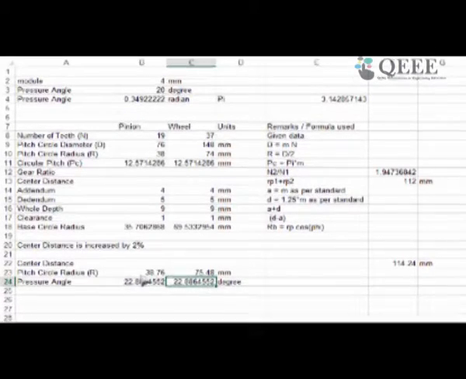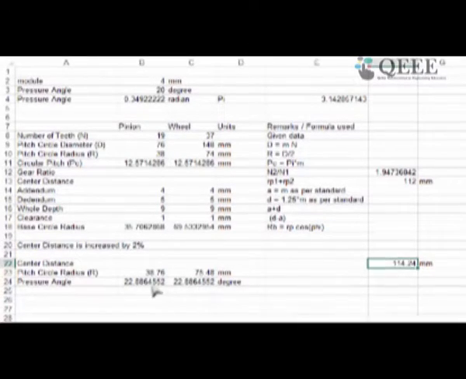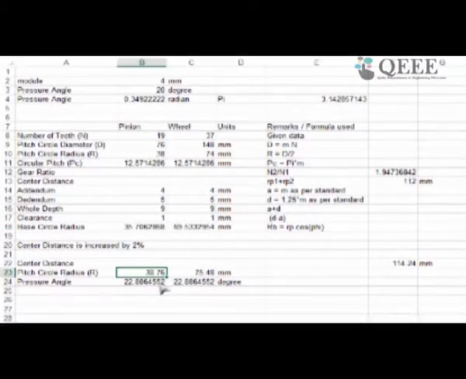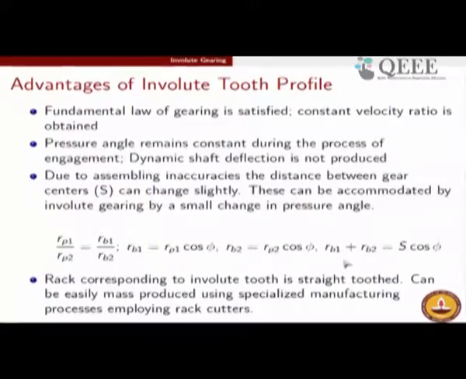So, what has happened here is 38 plus 75 is now going to become 114, and the pressure angle will be changed such that now 35 turns out to be 38.76 into cosine of this pressure angle. So, this new pitch radius multiplied by the cosine of this new pressure angle will become the base circle. So, what I have actually used here is this formula. RP1 plus RP2 is equal to the new S. So, I will just do it here.